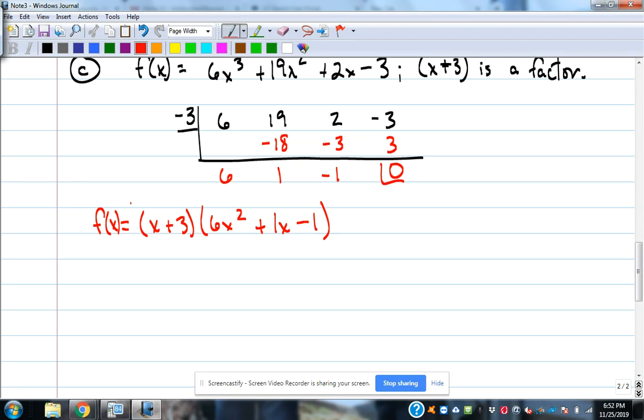It said factor completely. So what I'm going to try to do is factor this piece using the X method thing that we learned a while back. So I'm going to set up the X. 6 times -1 is -6. And it's got to add to be +1. Multiply to be -6 and add to be +1. -2, +3. Good job. So I'm going to put that in there.